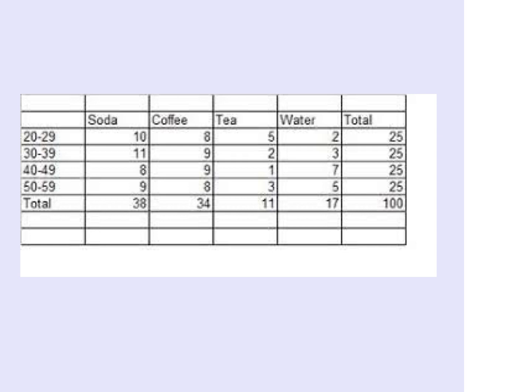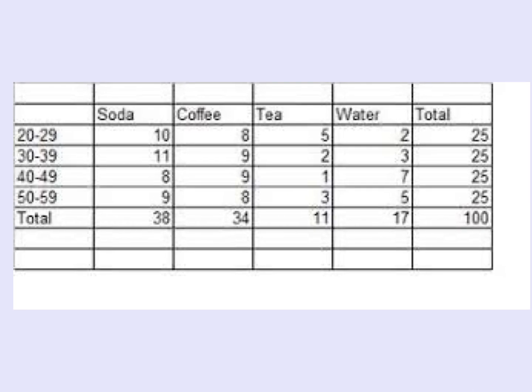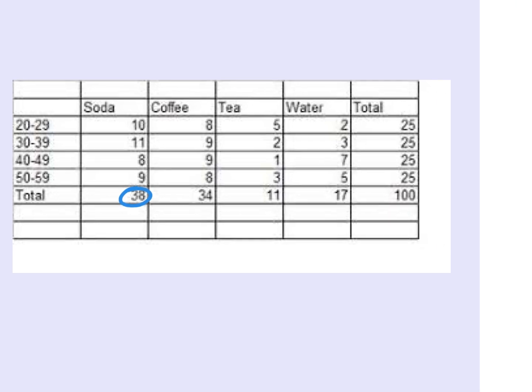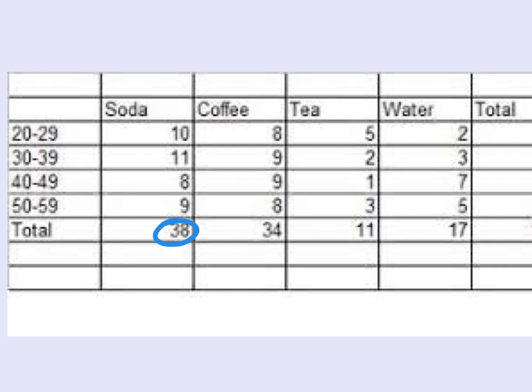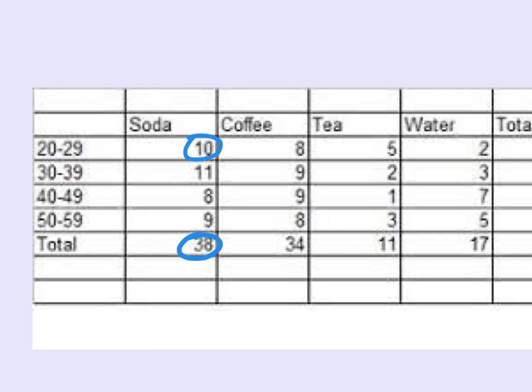Okay, so if you look at this table, we've got soda here as our first category. And in Minnesota, we would usually refer to that as pop, okay? And they have a total of 38 people that liked soda. Well, if you drill a little deeper here, we've got 10 people in the age ranges, this is age, from 20 to 29, who preferred soda.